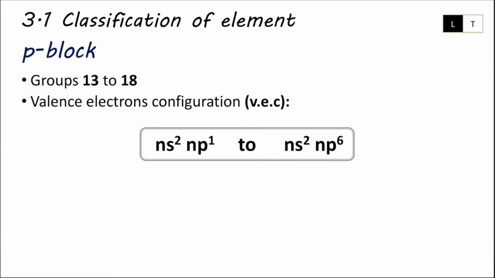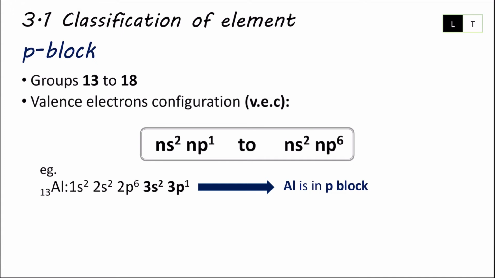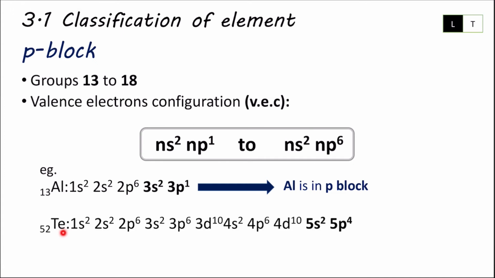For example, I have aluminium. This is the electronic configuration. For aluminium, you can see that the last filled subshell is in 3p. So, I can conclude that aluminium is in P block. Next, I have tellurium. So, this is the atomic symbol for tellurium. You can see that the last filled electron is in subshell 5p. So, we can conclude that tellurium is in P block as well.